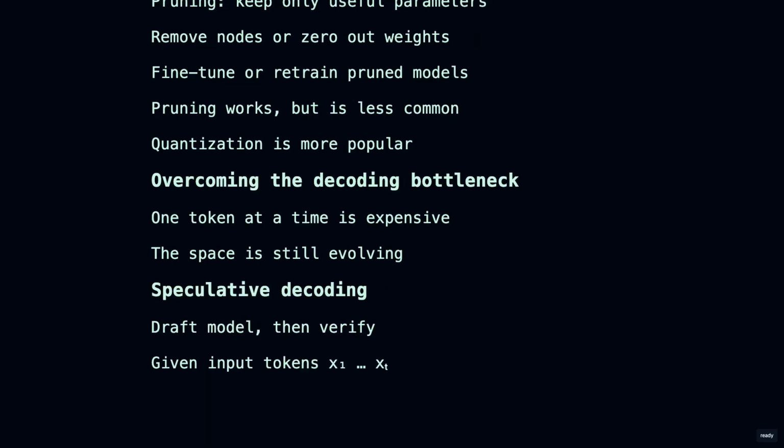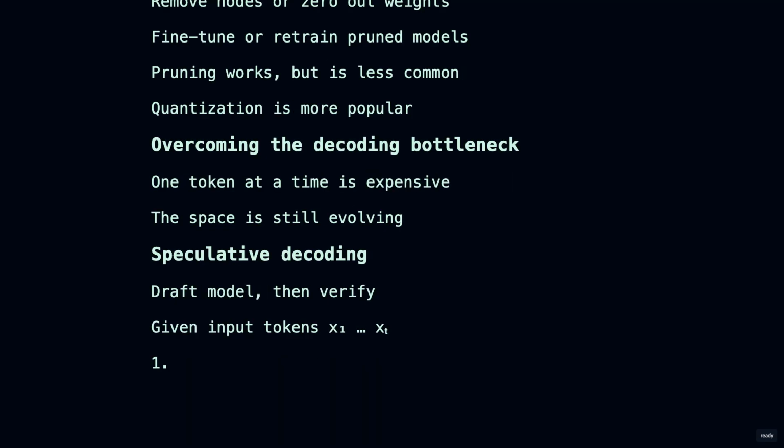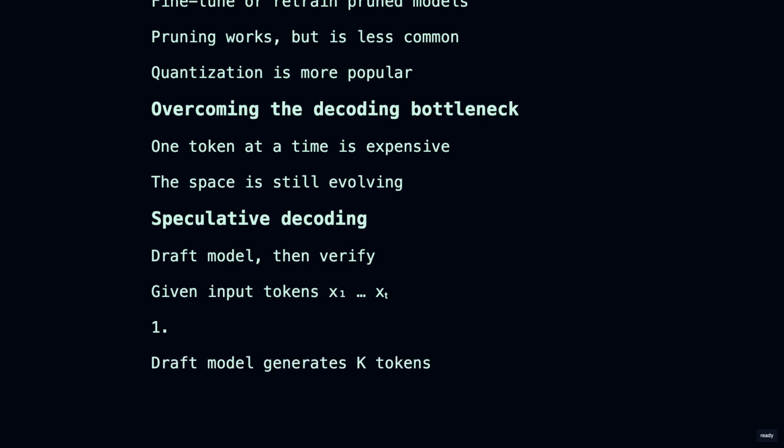Let's set up the notation first. We start with the tokens already known to the model, and then ask how to generate the next part efficiently. First, the draft model produces a block of future tokens in one shot. This is what creates the speed-up opportunity. Instead of predicting just one next token, the draft model proposes several. Those proposed tokens are the sequence that will be checked next.